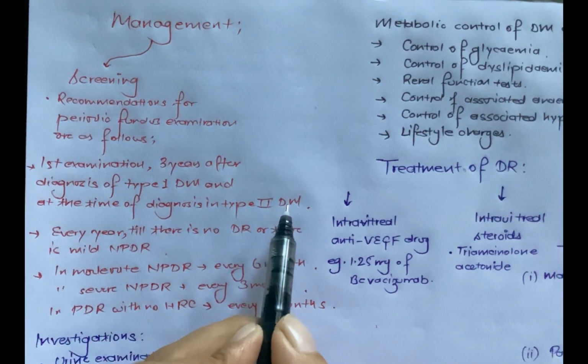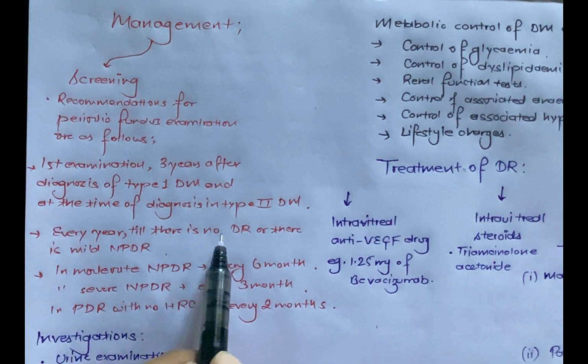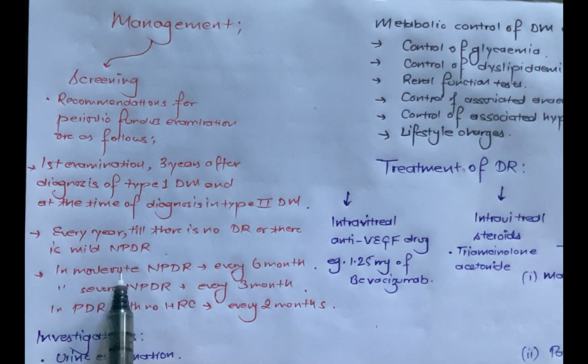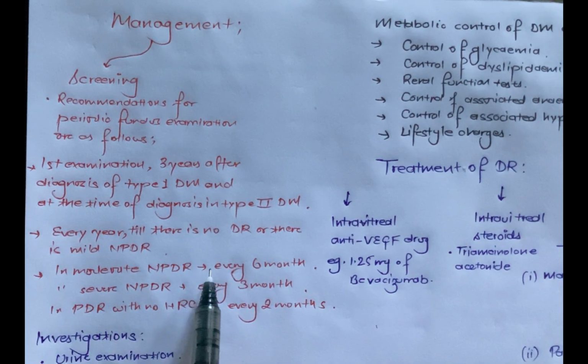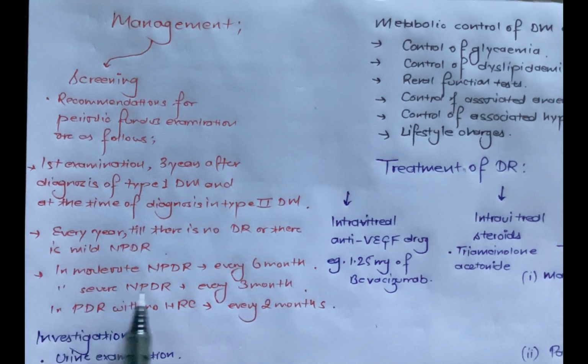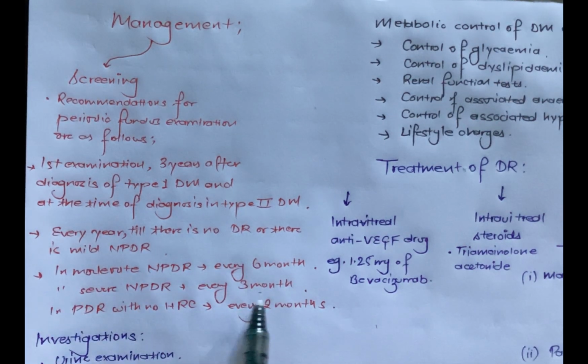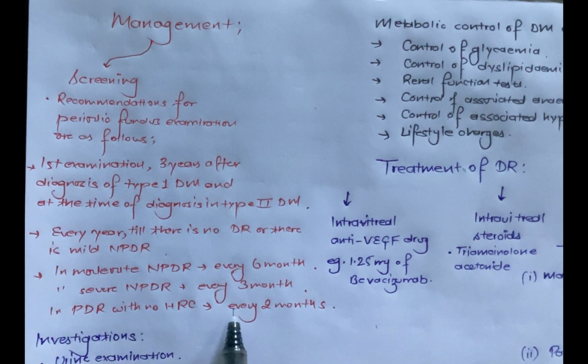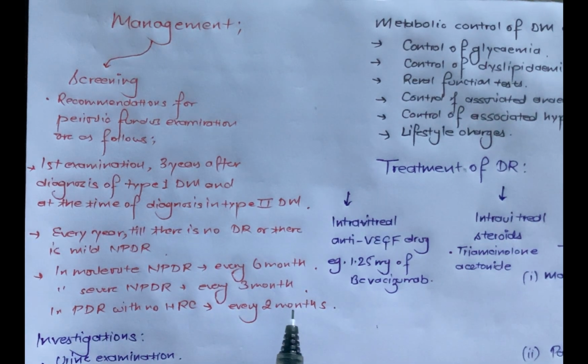And screening should be done every year if there is no diabetic retinopathy or there is mild NPDR. And in moderate NPDR, we should do screening every 6 months. And in severe NPDR, we should do screening every 3 months. And in proliferative diabetic retinopathy with no high risk characteristics, screening should be done every 2 months.